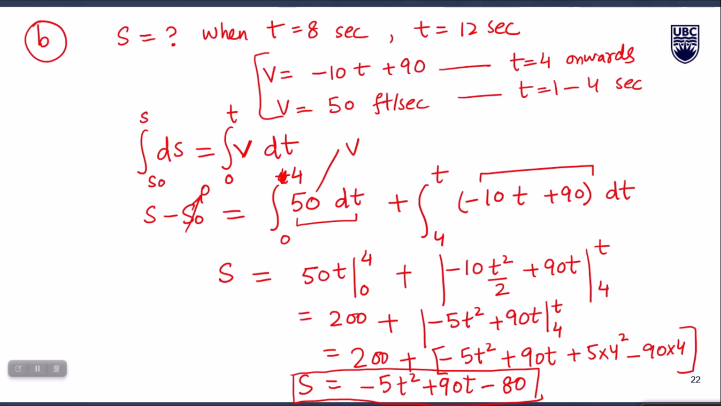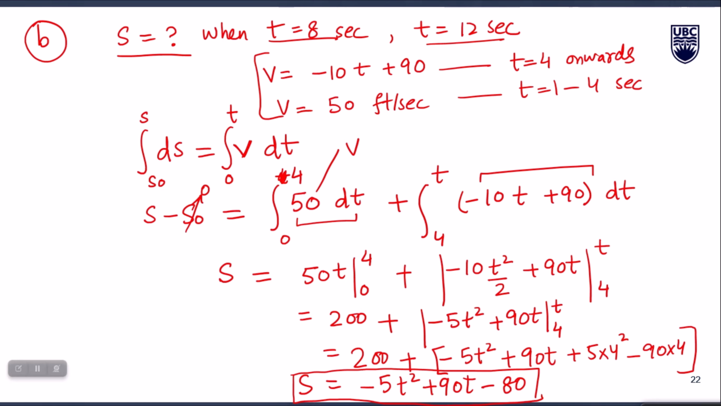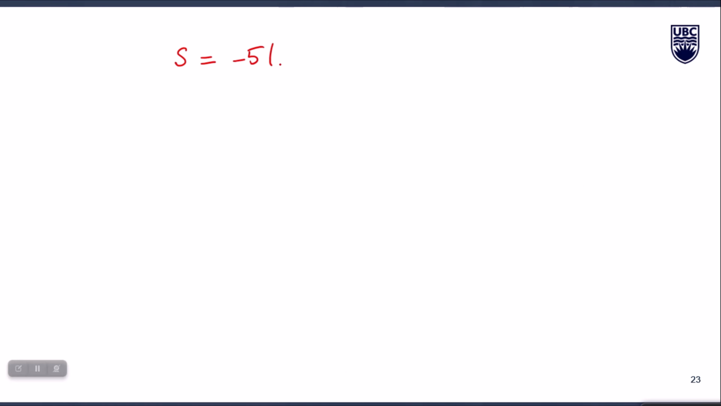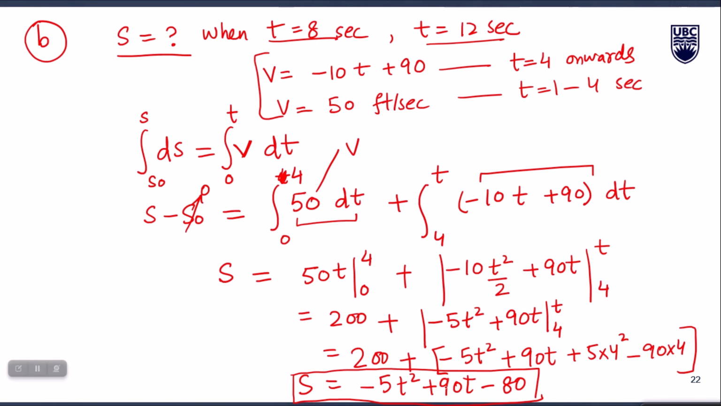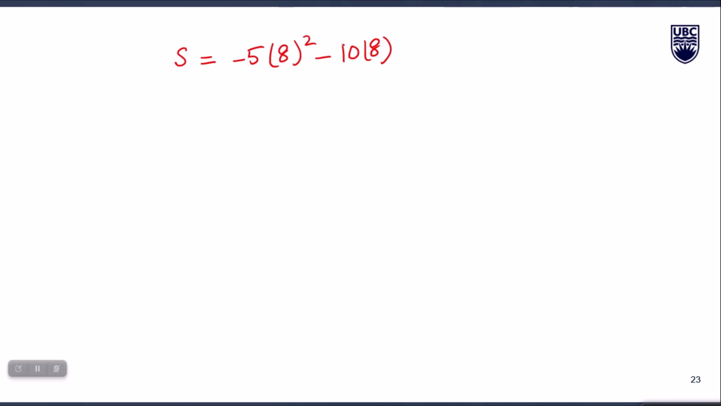So now since we determined s versus t, we can answer this question: what is the value of s when t was 8, and what is the value of s when t was 12, right? It is simply a matter of putting t equal to 8 and t equal to 12. So s is minus 5 into 8 square, minus 10 into 8 because it was minus 10t, right, minus 90t, sorry, minus 80. So it was minus 90t minus 80, right?